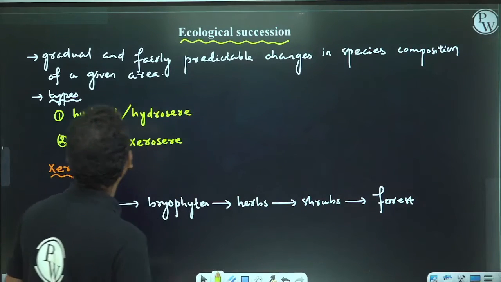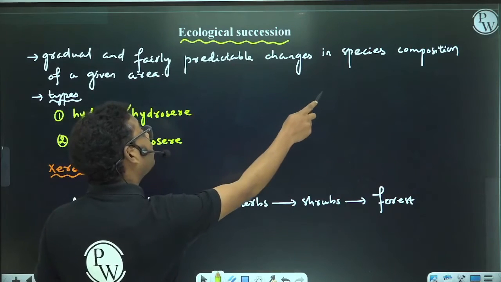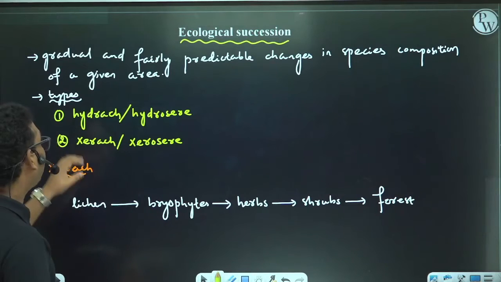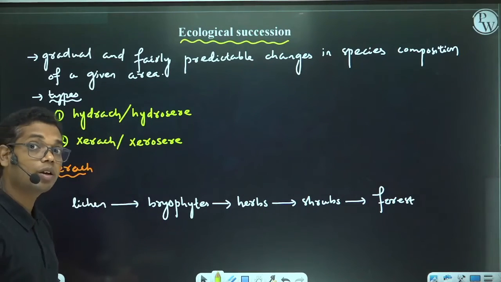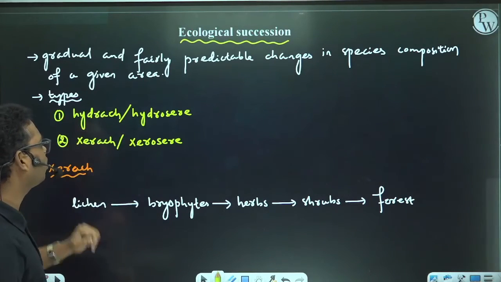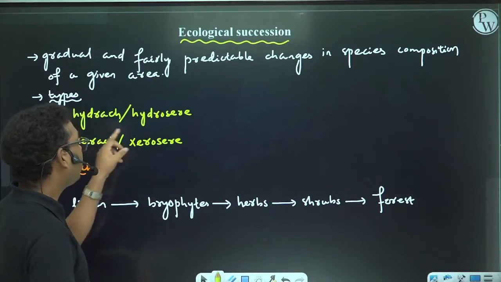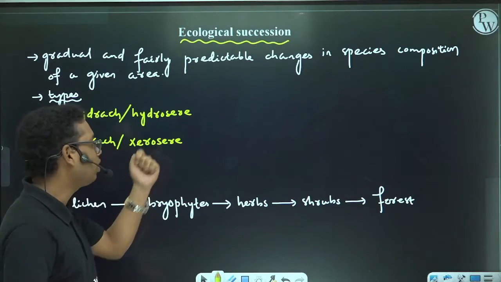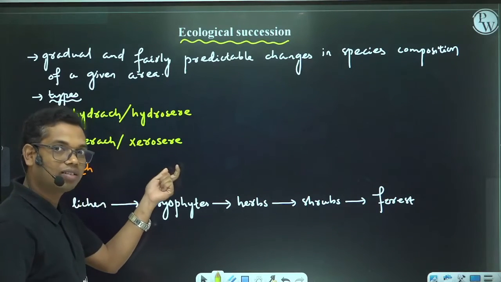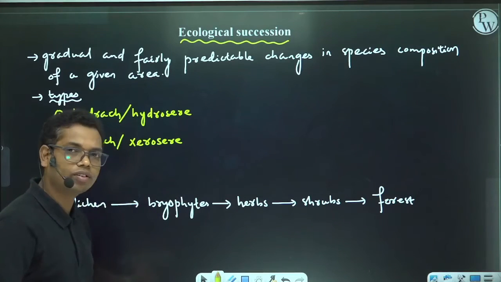So that is why I can say ecological succession is gradual and fairly predictable changes in the species composition of a given area. And where does this ecological succession take place? Based on that, we can classify ecological succession as hydrarch and xerarch. If the ecological succession takes place in an aquatic ecosystem, that will be hydrarch. If it takes place in terrestrial conditions like rock or sand, then we call that xerarch.